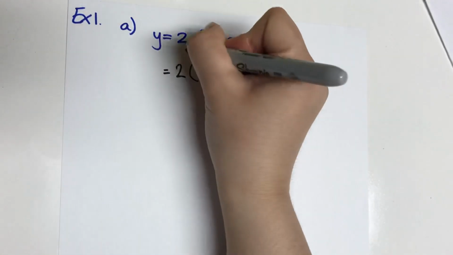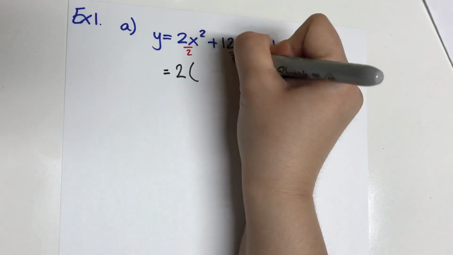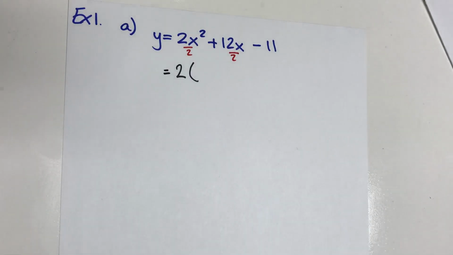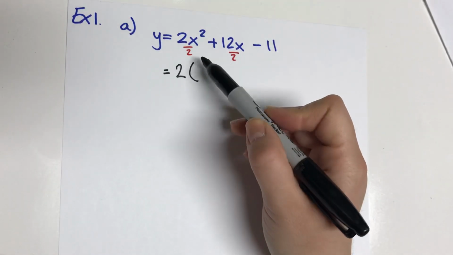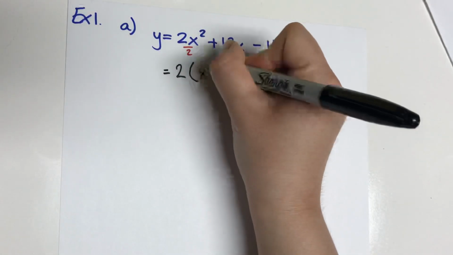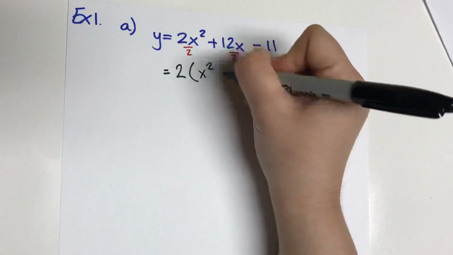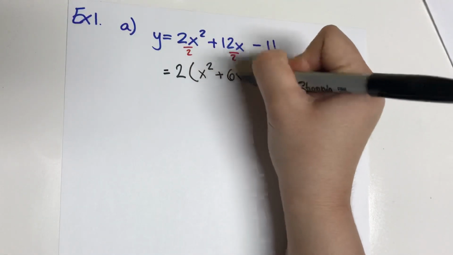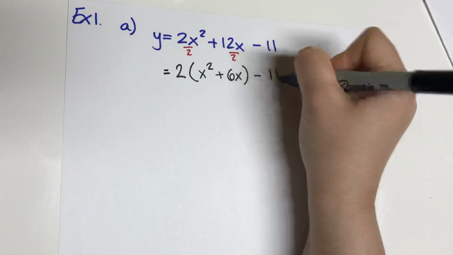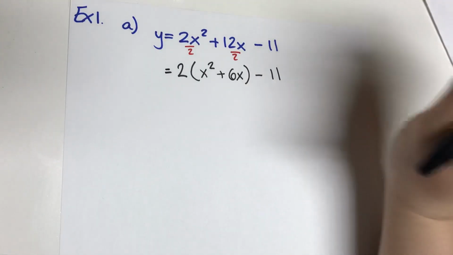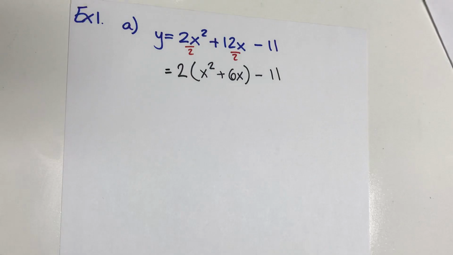And what I have left inside the brackets, divide by 2, divide by 2. What I have left inside the brackets, 2x squared divided by 2 is just x squared. And then 12x divided by 2 is 6x minus 11. This stays the same. I didn't touch it. I only factored it out of the first 2 terms.